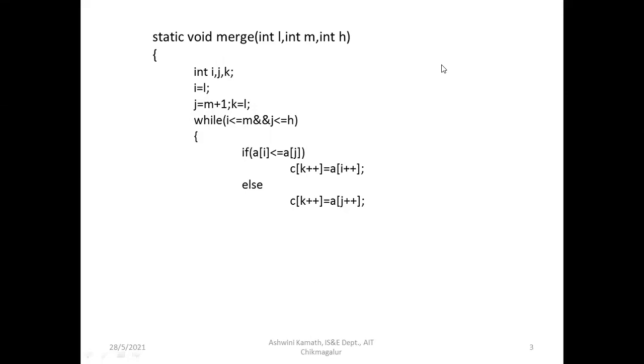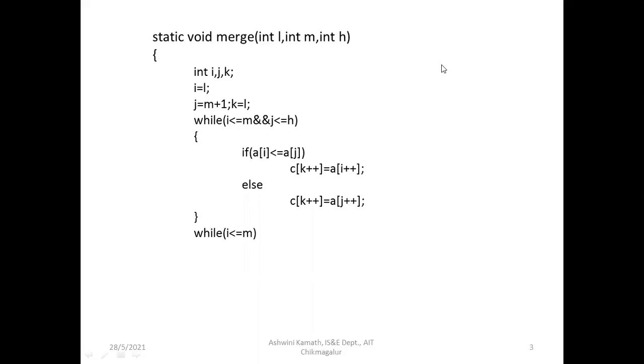Else, C of K plus plus is equal to A of J plus plus. According to the algorithm, we were incrementing the K value and I value later. But here, within the subscript of the array itself, I am incrementing the value. C of K plus plus is equal to A of I plus plus if A of I is smaller. If A of J is smaller, C of K plus plus is equal to A of J plus plus.